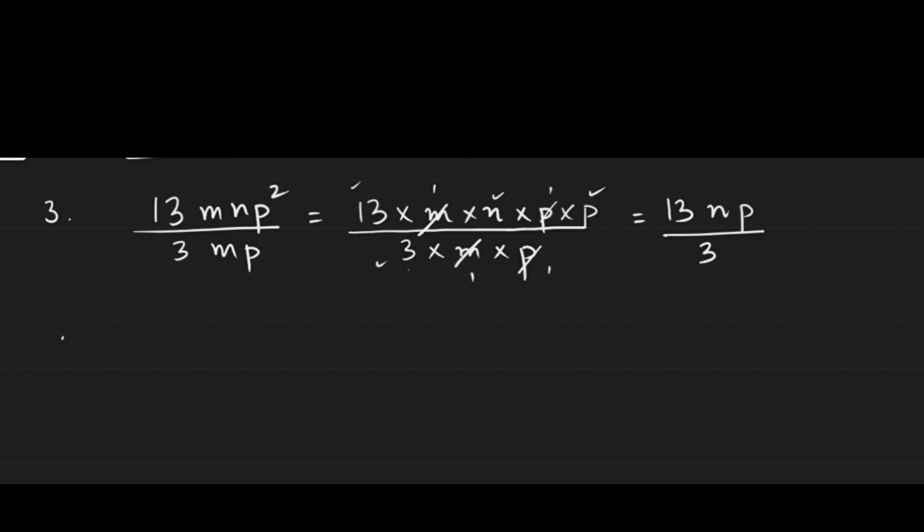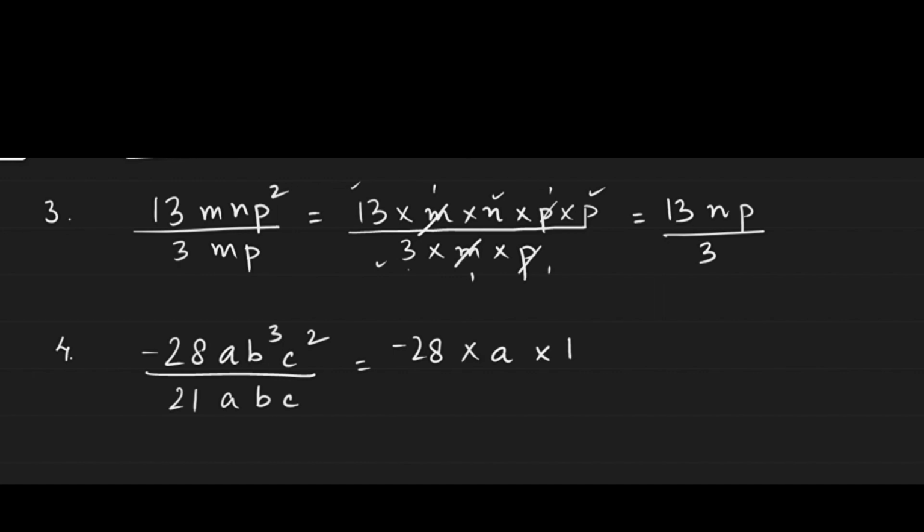Next one. Let's take some example in which we have negative term. So negative 28ab cube c square, and in the denominator 21abc. Let's write them again in the form of product.